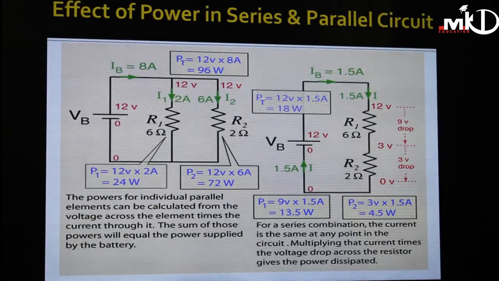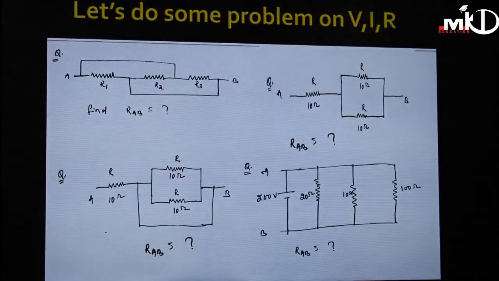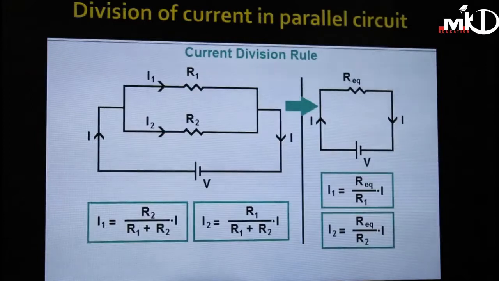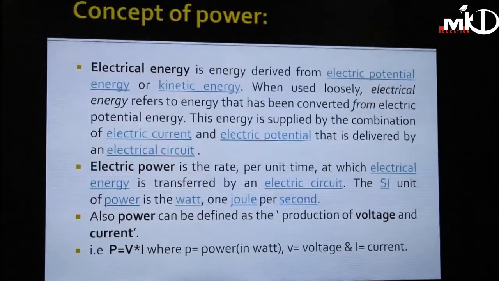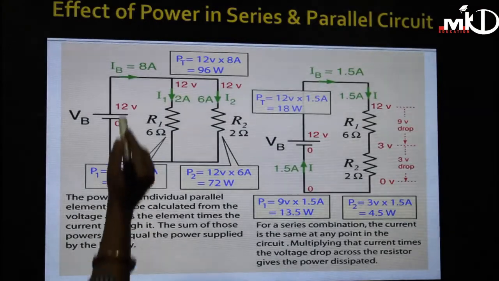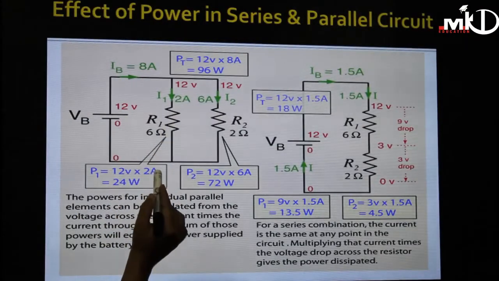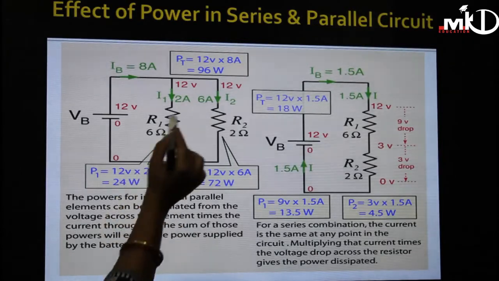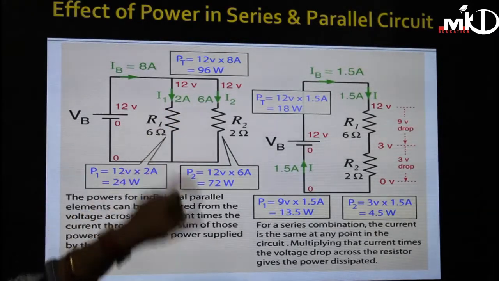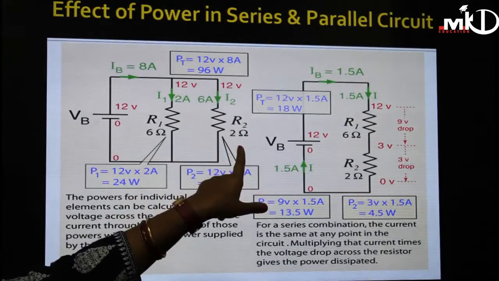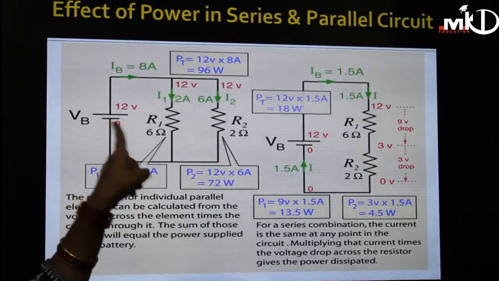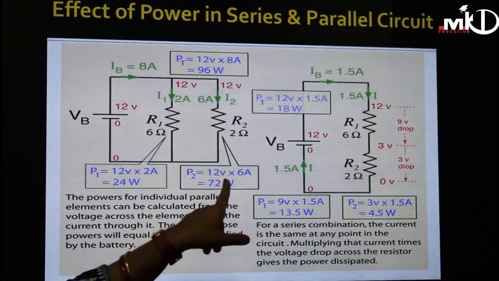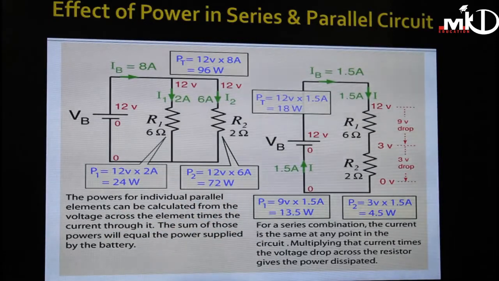So P means what? I have told you in the last slide. P means V into I, voltage into current. So here V is 12 volt and current is 2 ampere. So this is the value of P1, 24 watt. This is the power consumption by this R1. And if you go for circuit branch 2 or resistance 2, P is equal to voltage into current again. So this value is 72 watt.